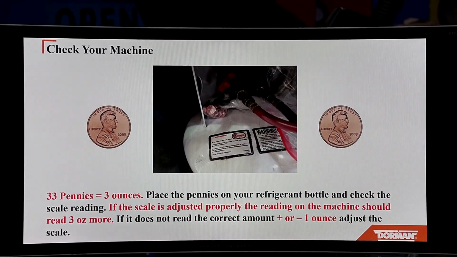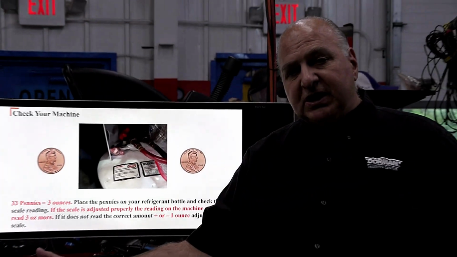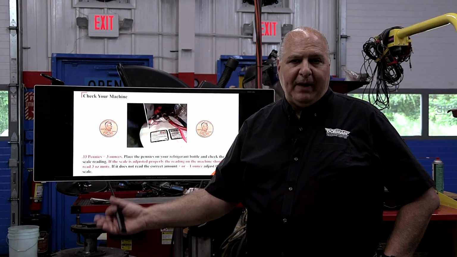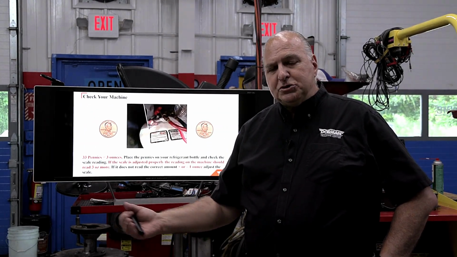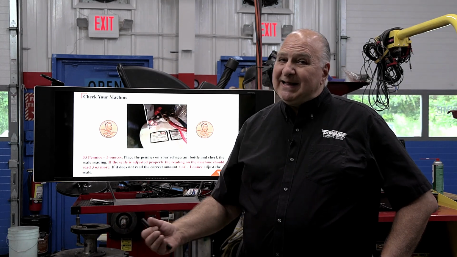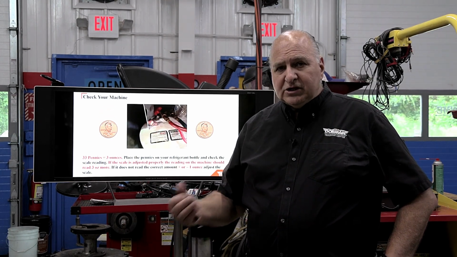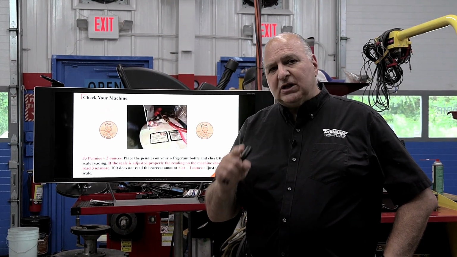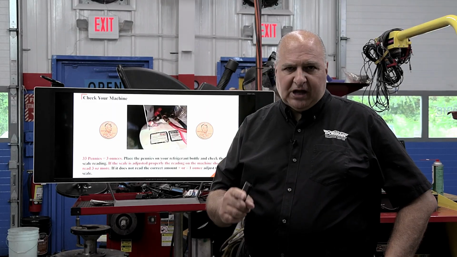Let's look at equipment here. First of all, your equipment. We roll these things outside. We're not always going to use a bay. So when you roll the machine outside, what happens? It's going to get banged around. The scale could be off. When's the last time you checked your scale?